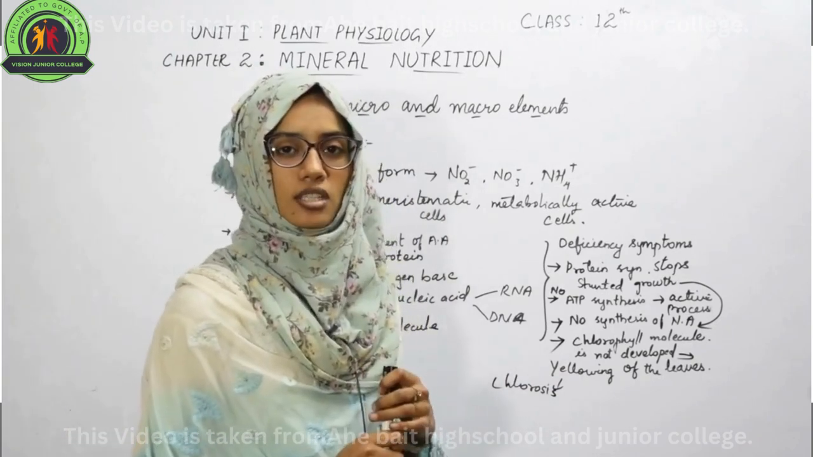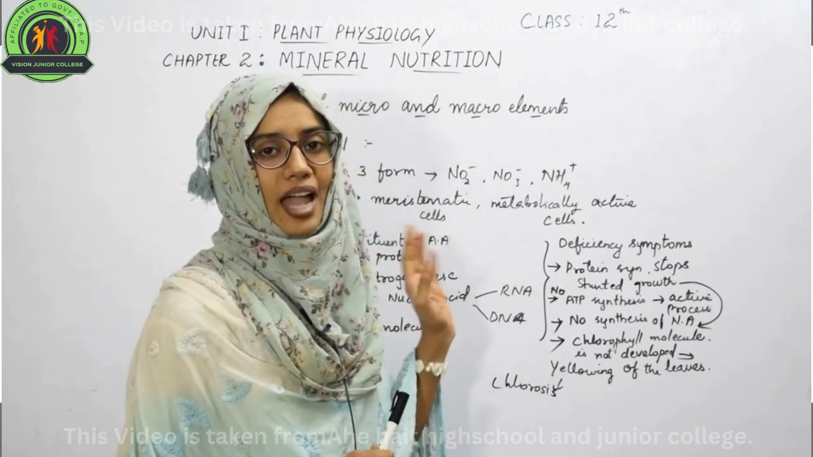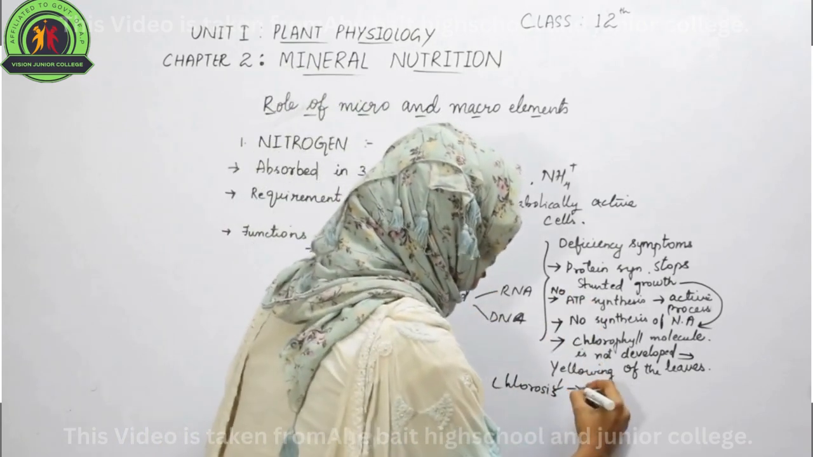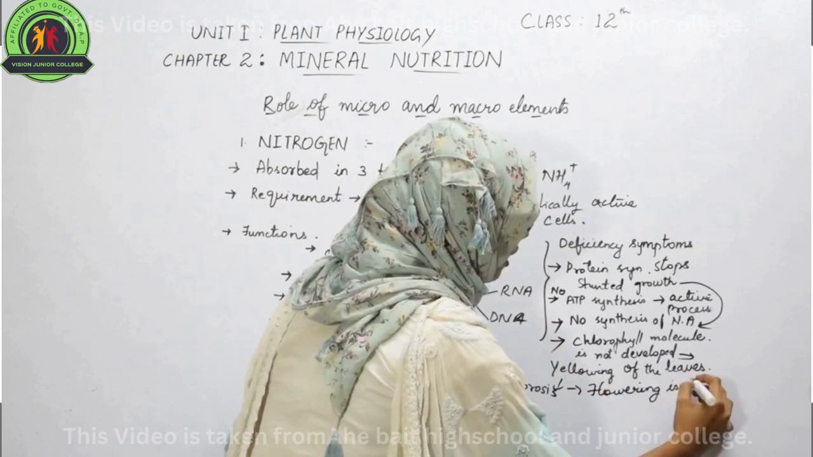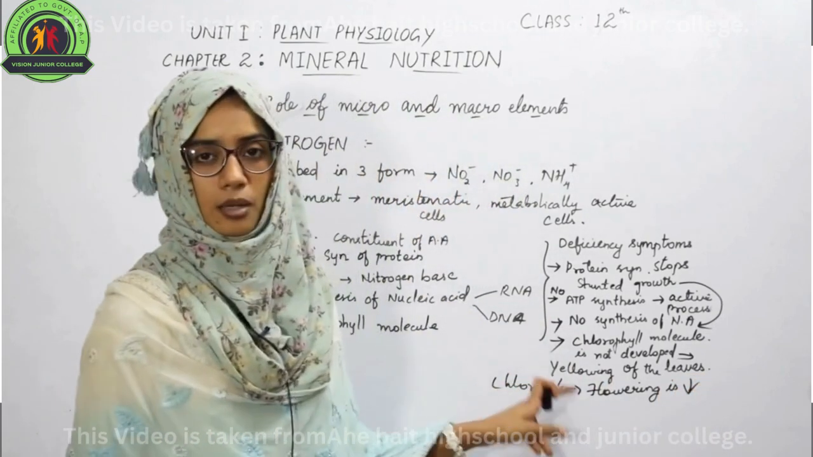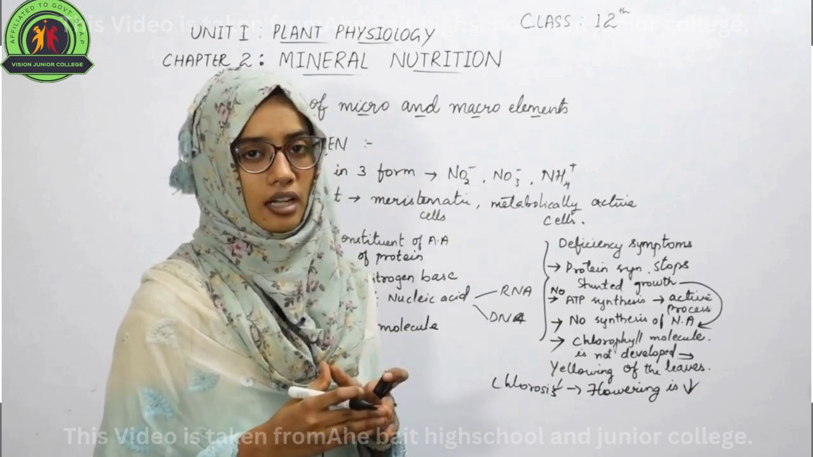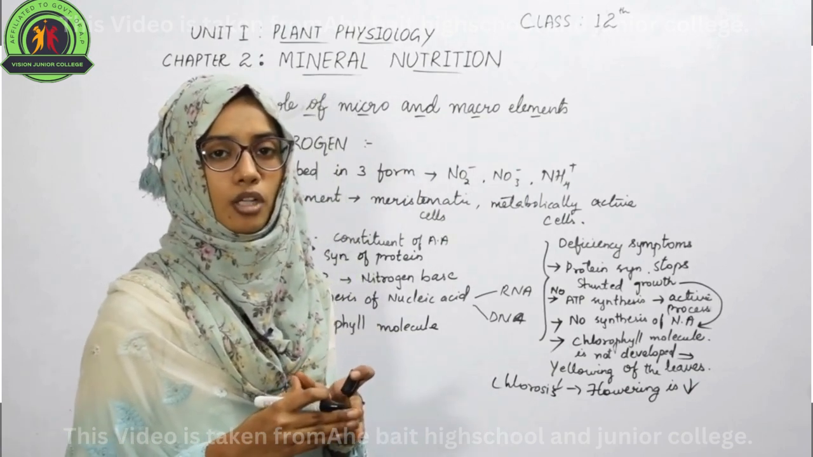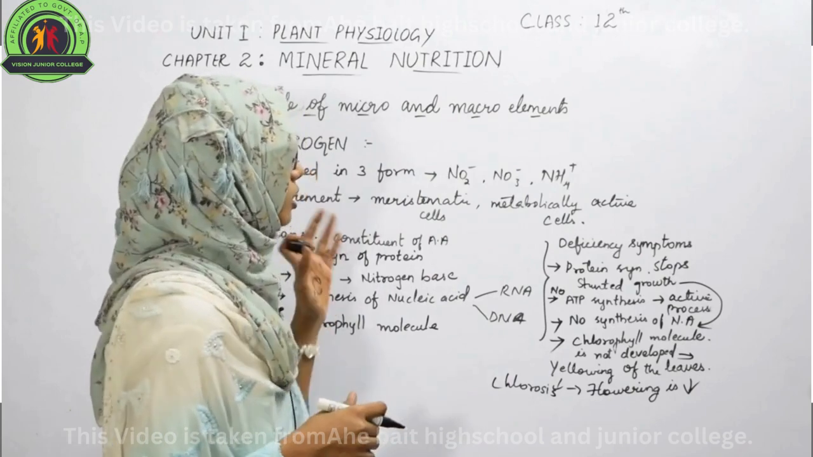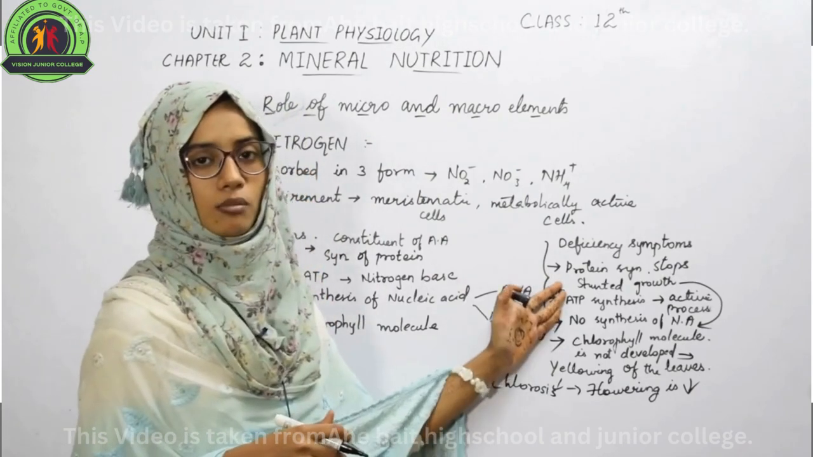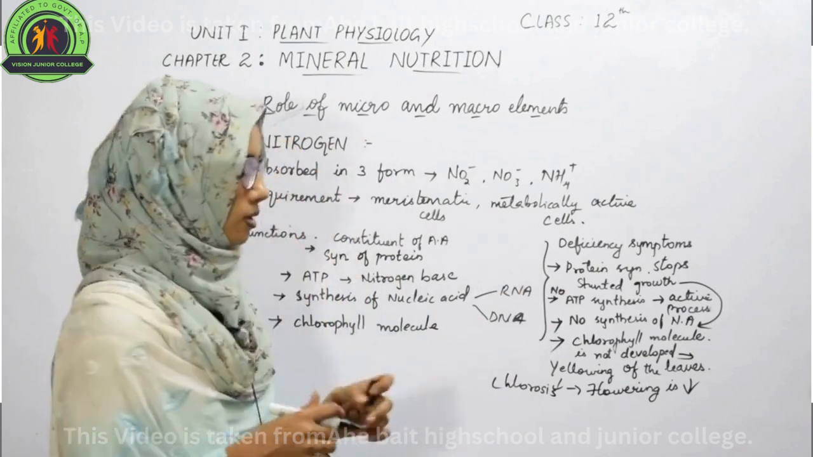One more deficiency symptom due to the absence of nitrogen is reduced flowering. As flowering decreases in the plant, fruiting, or the production of fruits, will also decrease. The fruits will be produced in a small quantity. So these are the functions and the deficiency symptoms of the element nitrogen.